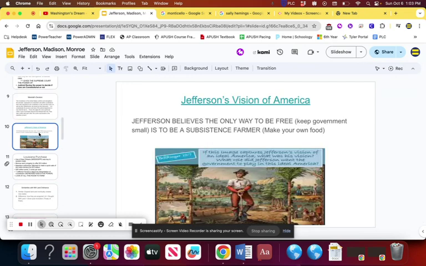Jefferson wanted everybody to be farmers in his presidency, or just overall. Jefferson's vision for America was that we would be a farming-based economy, and the only way for you to actually be free is to grow your own food. Even today, if the grocery store shut down or you couldn't order Uber Eats or something, would you be able to go outside and grow and hunt your own food? Probably not. It would be difficult for a lot of people. So Jefferson would argue you're not actually free if you're not making your own food.